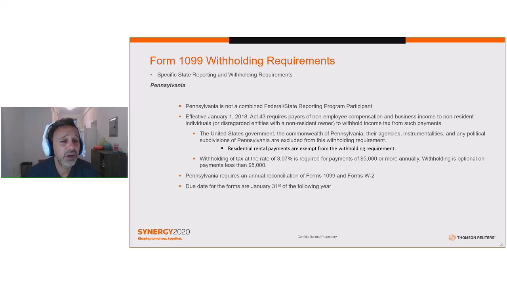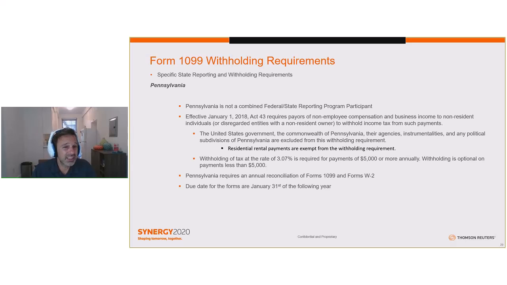So Pennsylvania's rule is relatively new, from 2018, a little bit different than California. First off, Pennsylvania is not in the combined federal state reporting program. Number one, so you may have a separate filing requirement to Pennsylvania. This became effective January 1st of 2018, requiring payers of non-employee compensation, which would be the ones reported now on the Form 1099-NEC, to withhold income tax for such payments for non-resident individuals.